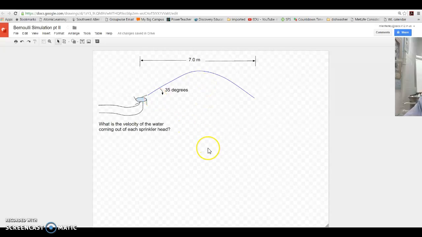So I've set up the picture of what's going on. So we got one of these sprinklers that's got 4 spigots on it, and it's shooting water out at a 35-degree angle, and it covers a range of 7 meters. We're trying to figure out the velocity of the water coming out of that sprinkler head. Okay, so what we need to look at is we need to analyze this motion both horizontally and vertically. So let's start off with the horizontal motion.